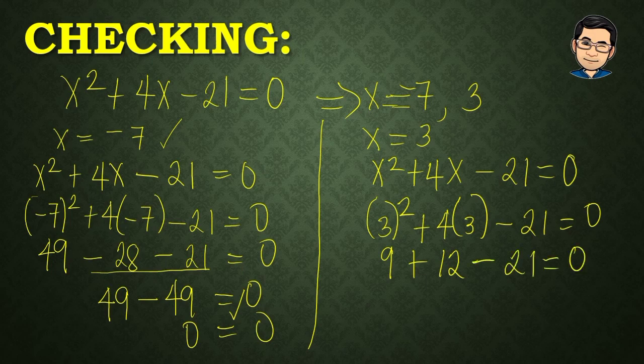9 plus 12 is 21. Minus 21 equals 0. So, 0 equals 0. So, yung mga roots ng given natin ay negative 7 and 3.